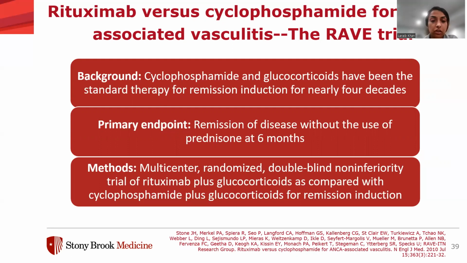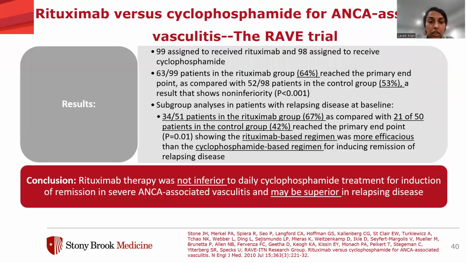The methods for the RAVE trial: it was a multi-centered, randomized, double-blind non-inferiority trial, looking at rituximab plus glucocorticoids compared to cyclophosphamide plus glucocorticoids for remission induction. Now some results. 99 patients received rituximab while 98 received cyclophosphamide. In the rituximab group, 64% reached the primary endpoint, and 53% in the cyclophosphamide group reached the primary endpoint. This result showed non-inferiority.